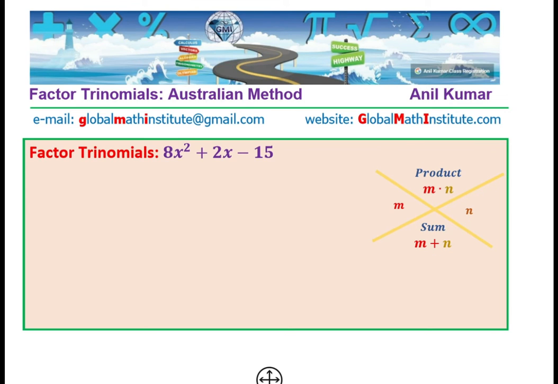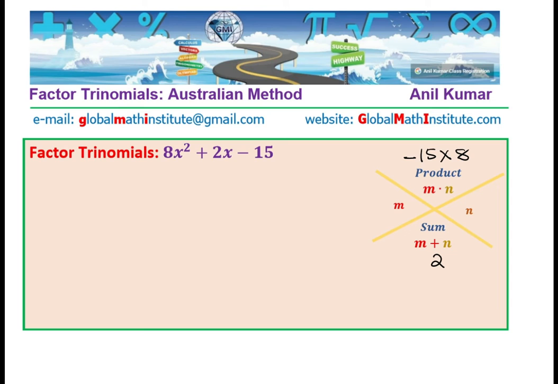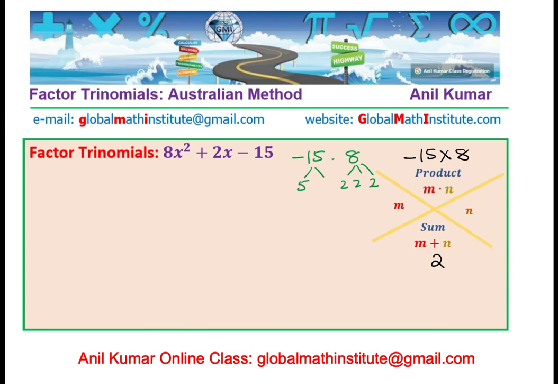Let's move on to question number 9, which is 8x squared plus 2x minus 15. Now, in this case, what is the product? Well, clearly the product is minus 15 times 8. I'm not multiplying them because that is not required. We're looking for two numbers whose sum should be 2. How do we figure this out? Well, let's do prime factorization of 15 and 8. 8 is 2 times 2 times 2. 15 is 5 times 3, right?